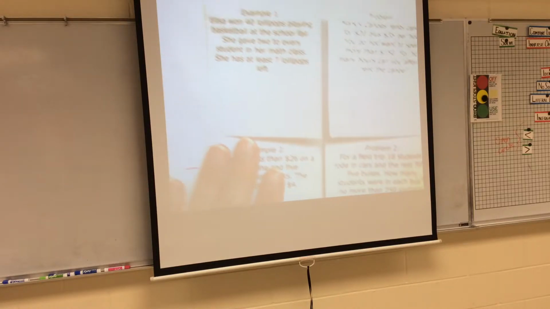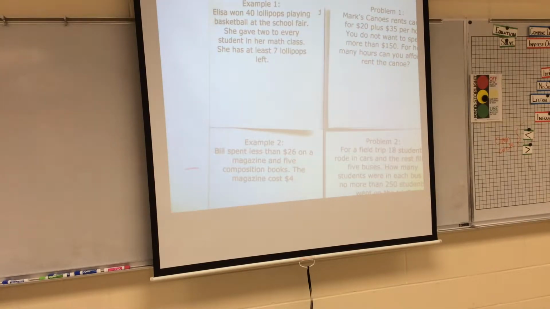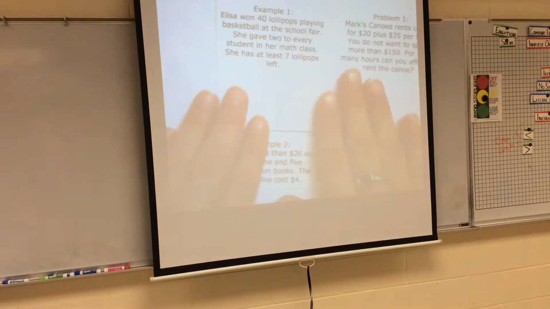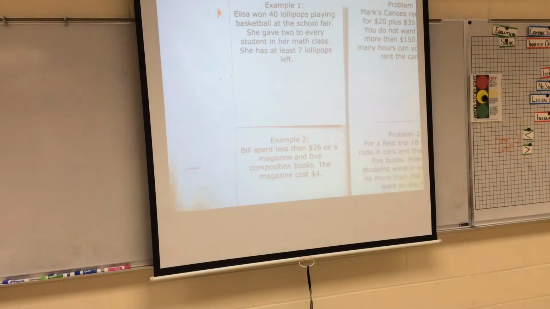All right. So we're going to do a couple of examples together and then some problems. And again, I really want to talk about what makes an answer reasonable. So let's take a look at example 1 together. Example 1 says Elsa won 40 lollipops playing basketball at the school fair. She gave 2 to every student in her math class. She has at least 7 lollipops left.